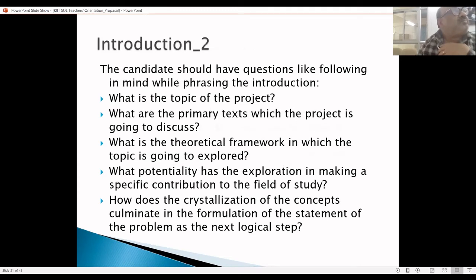What are the things I said that introduction is functional? So what are the things we should put in the introduction? We should clarify the topic of the project. We should clearly state the primary text that we are going to discuss. We should also give our readers a trailer of the theoretical framework. Not the full film. Full film comes later. Just a trailer of the theoretical framework. And we should also speculate about making a specific contribution to the field of study, that is, to the field of the topic.